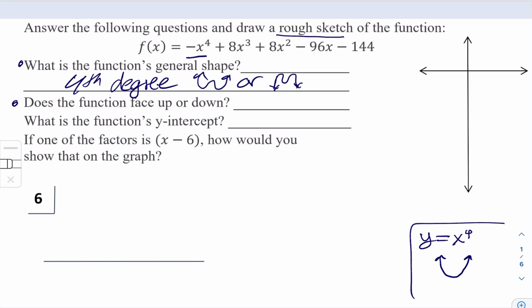The next question: does the function face up or down? Again, I can get that information just from the leading coefficient. The number in front of the x to the fourth is a -1. So the a value is -1. That tells me that it looks like this one, right? So it's an upside down W. So just these two questions tell me the end behavior of our function looks like this.